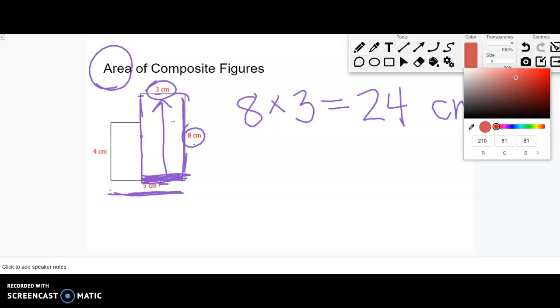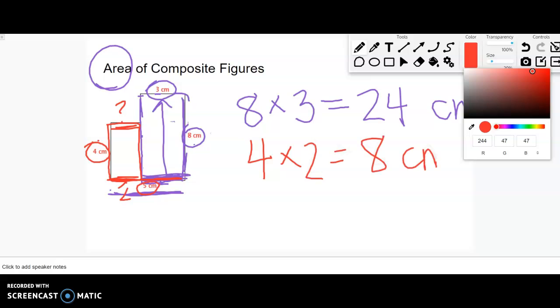I'm going to switch colors for the other rectangle. All right, so this rectangle over here, I can see is 4 this way, but then I have to figure out what this number is. Well, I don't have any clues on this side, but if I look over here, I just figured out that that was 3. So 3 plus what is 5? Well, 3 plus 2 is 5. So that is 2. So to figure out the area of this red rectangle, I would need to do 4 times 2, giving me 8 centimeters squared.